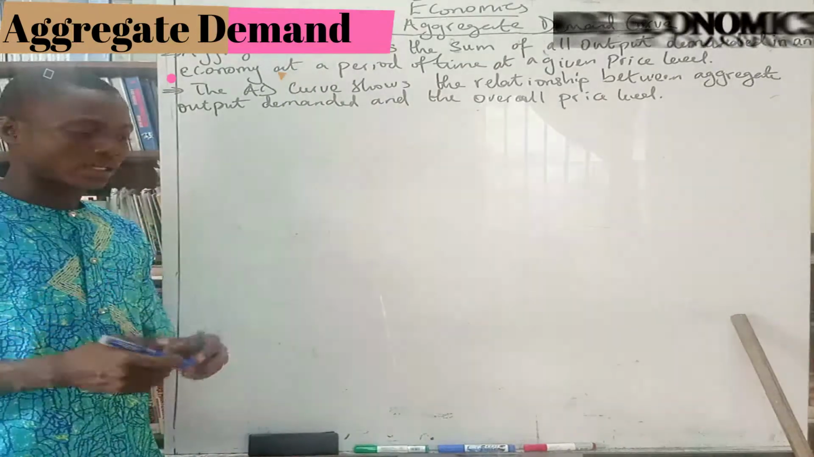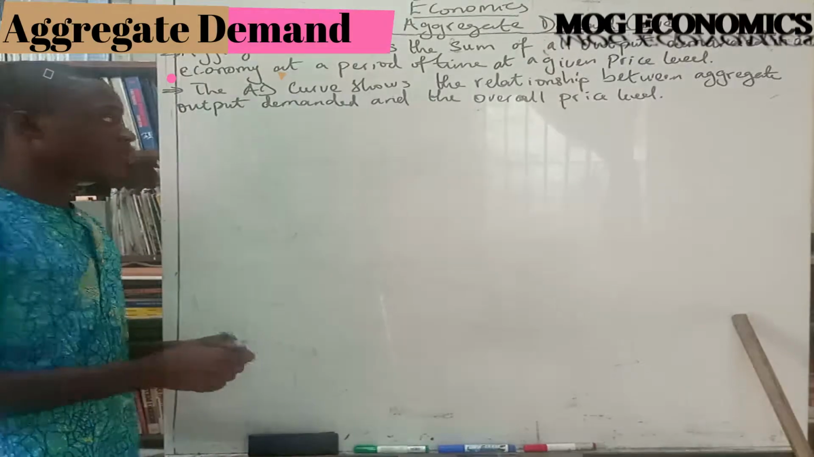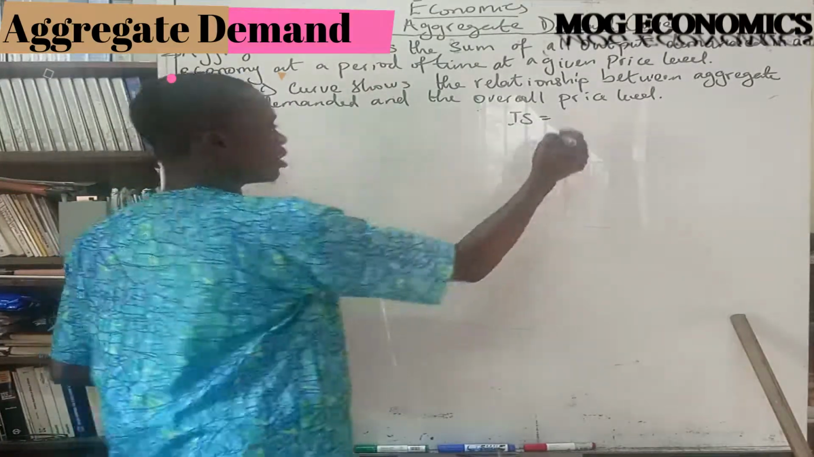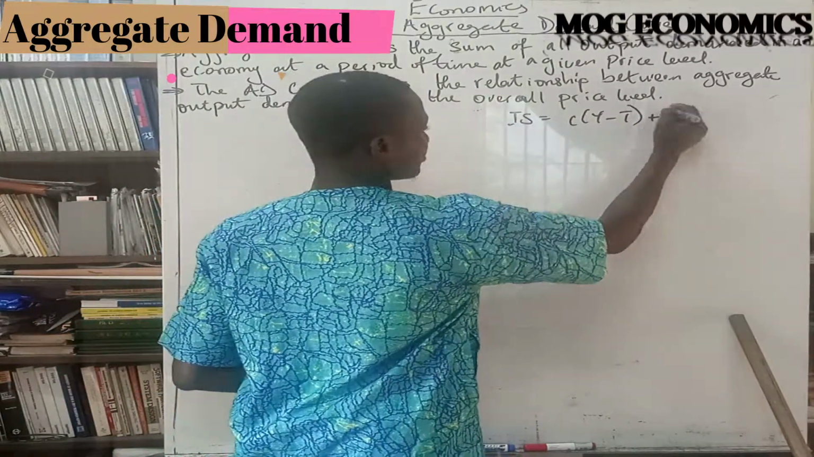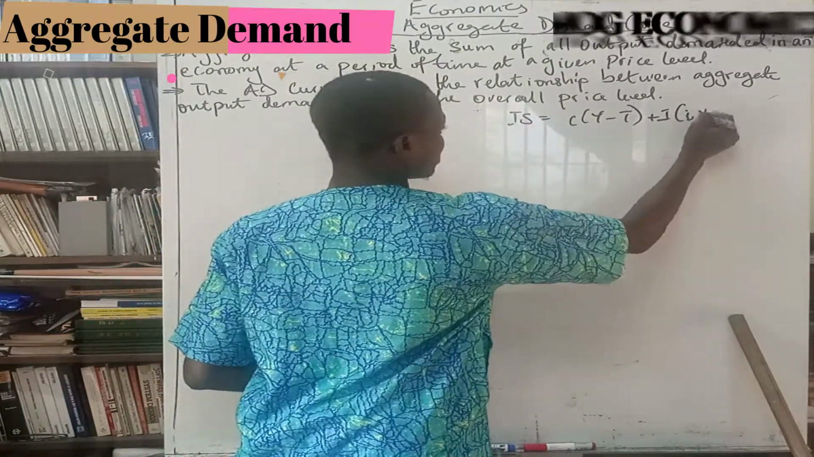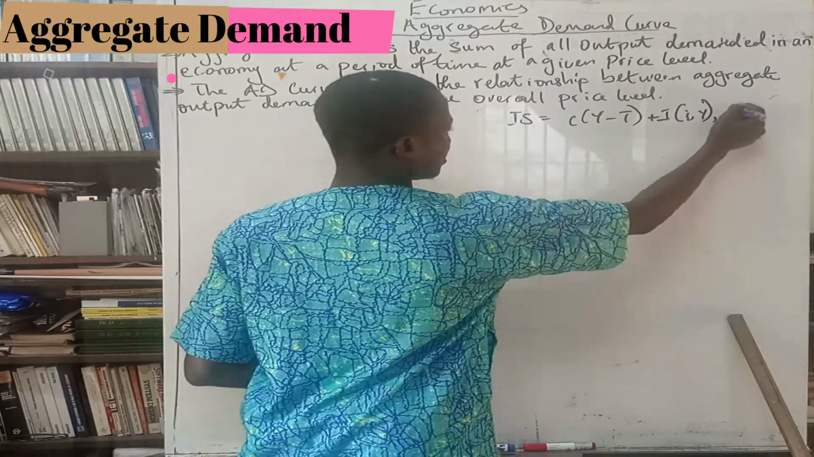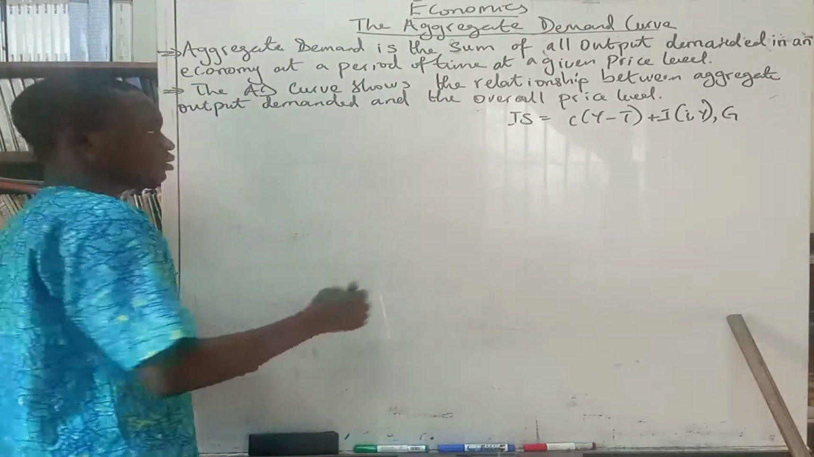So remember that we were talking about the IS relation. Although we will not be using this in this particular class, I just want you to recall it. Y equals C plus I plus G, then investment is a function of interest rate and output, which we discussed then to be sales. Then we have G, government spending. Then we also have the LM relation.